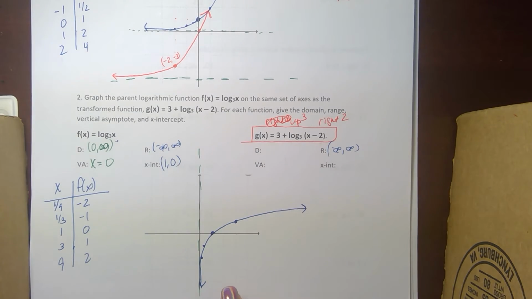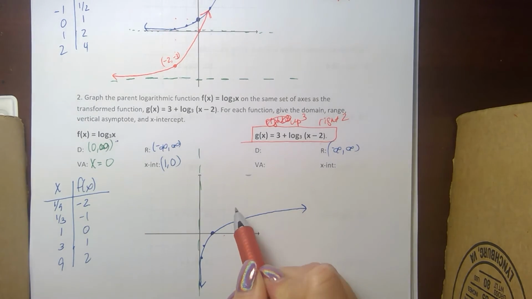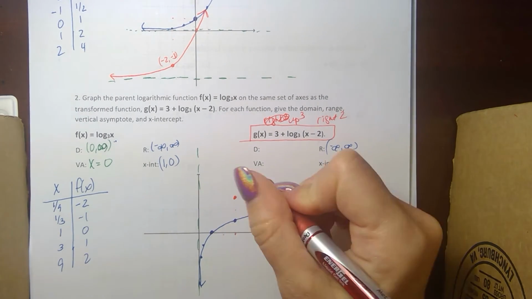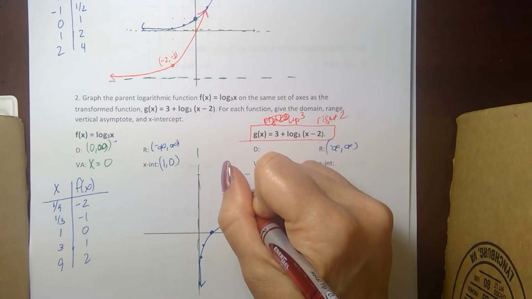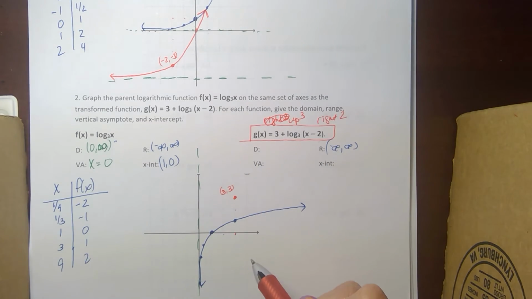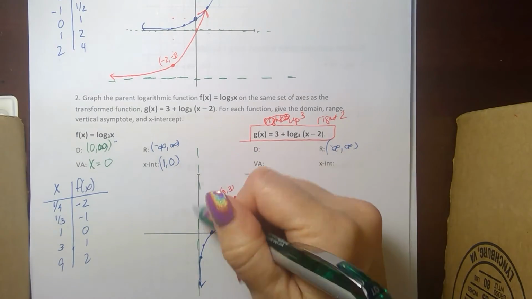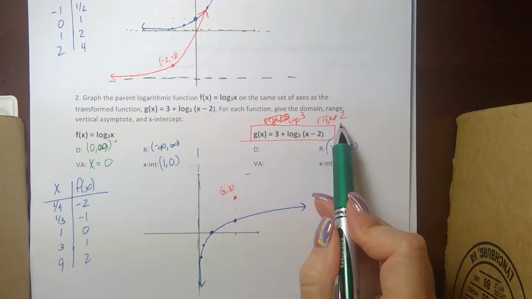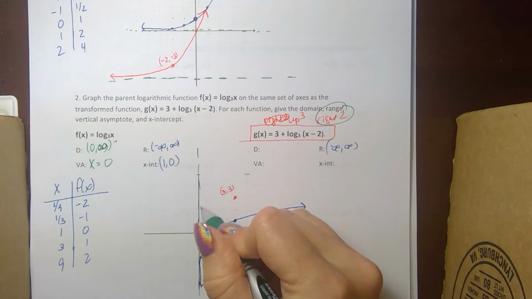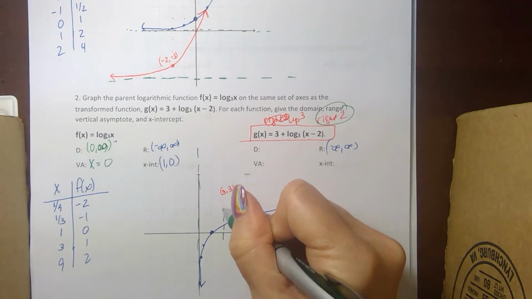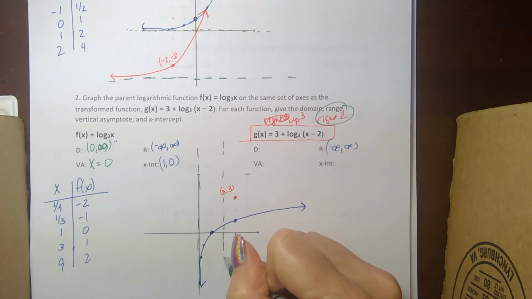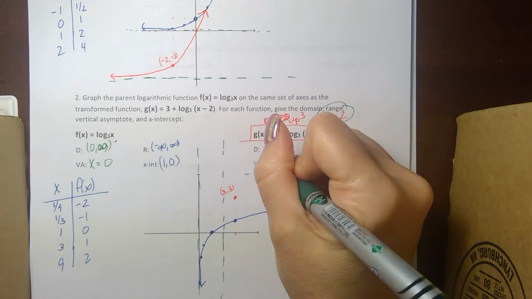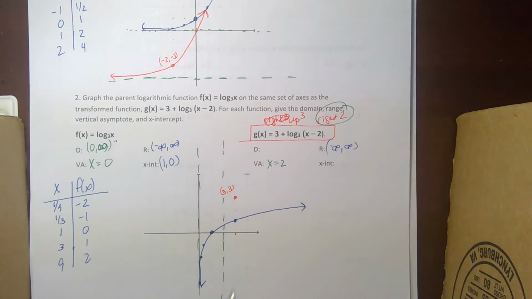All right, so I'm going to take this point. I'm going to shift it to the right 2, 1, 2, and up 3, 1, 2, 3. The location of it ends up at 3, 3 when it goes to the right 2 and up 3. And then I'm going to take my asymptote. Up or down doesn't matter because it's a vertical asymptote, but that right 2 absolutely matters. So it goes from 0 to 2. So there's my vertical asymptote for this transformed function at x equals 2.